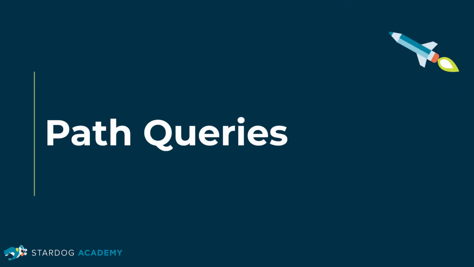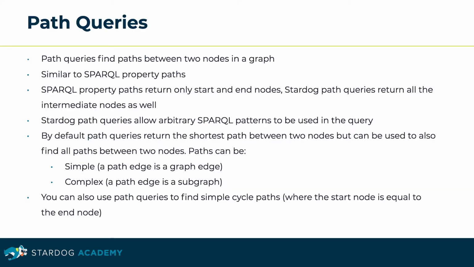This section is about path queries. Path queries find paths between two nodes in a graph. They are similar to SPARQL property paths. But unlike SPARQL property paths, which return only the start and end nodes, Stardog path queries return all the intermediate nodes as well. In addition, Stardog path queries allow arbitrary SPARQL patterns to be used in the query.